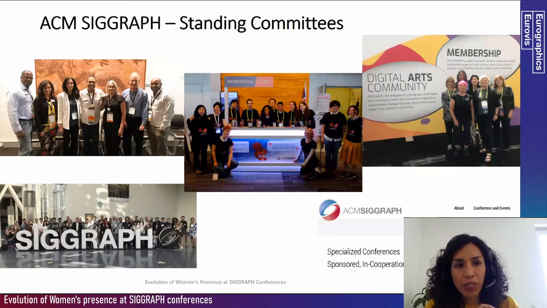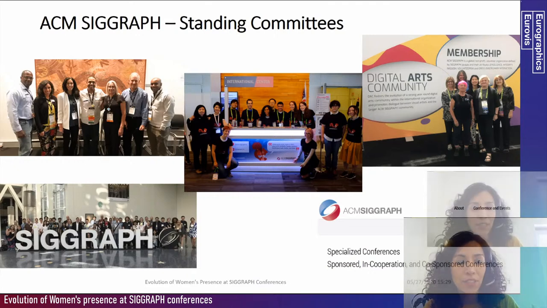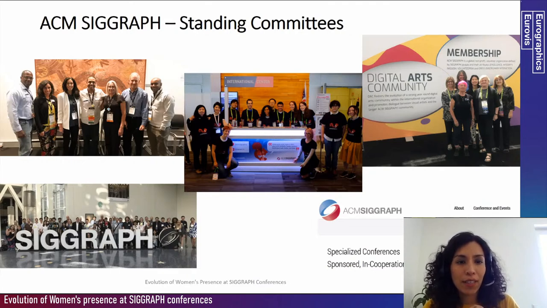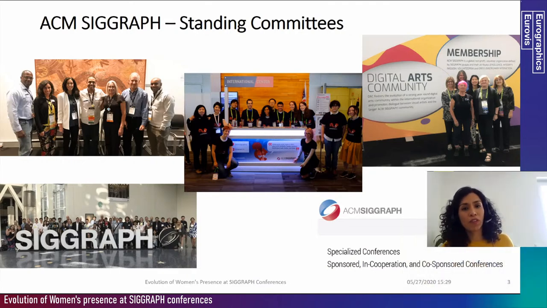Behind ACM SIGGRAPH, we have a lot of volunteers. So I am a volunteer. Tony, who will be talking later, has also been volunteering for a number of years. In my case, I started 13 years ago volunteering as a student volunteer, and then I grew into the organization. And here you can see some of the committees and who is working. So we have diversity and inclusion, which was recently formed a few years ago, international resources, digital arts communities, chapters, specialized conferences.